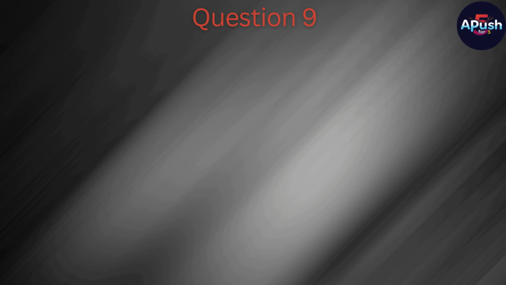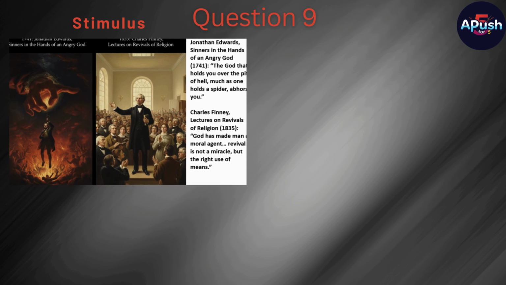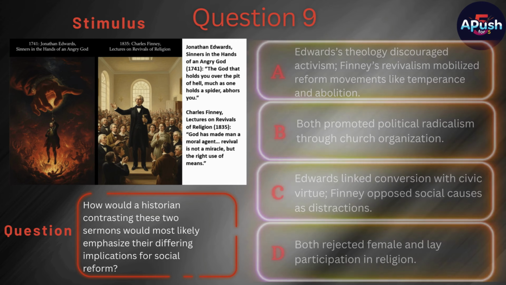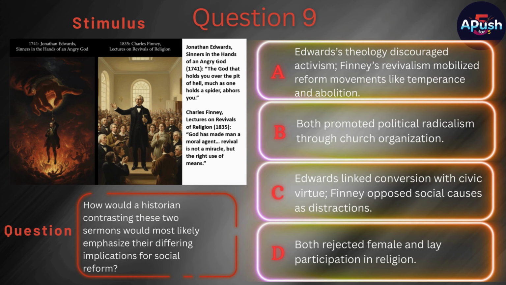Question 9. Stimulus. See image. Question. How would a historian contrasting these two sermons most likely emphasize their differing implications for social reform? A. Edwards's theology discouraged activism. Finney's revivalism mobilized reform movements like temperance and abolition. B. Both promoted political radicalism through church organization. C. Edwards linked conversion with civic virtue. Finney opposed social causes as distractions. D. Both rejected female and lay participation in religion.